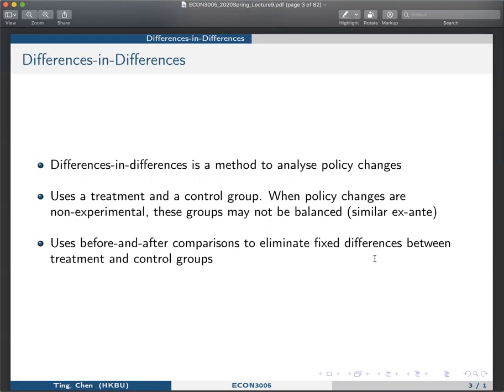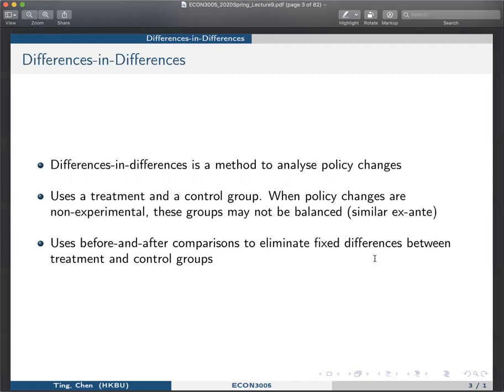Initially, this method was actually developed from experiment settings, because it also requires that we have a treatment group and a control group. The treatment group will be the group that receives the policy changes, and the control group does not receive this policy treatment.